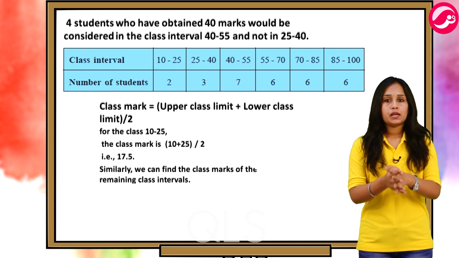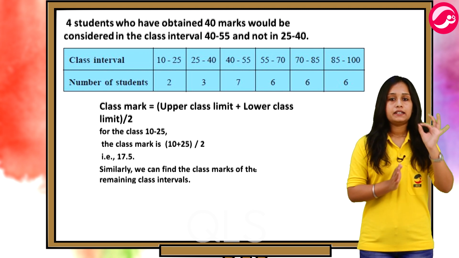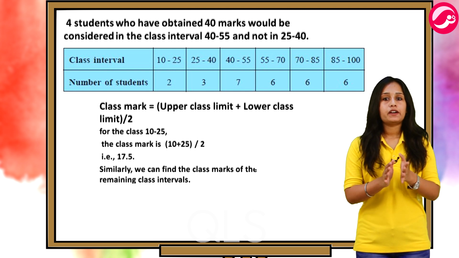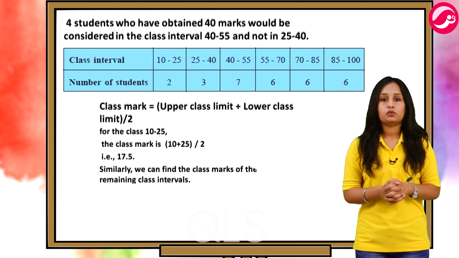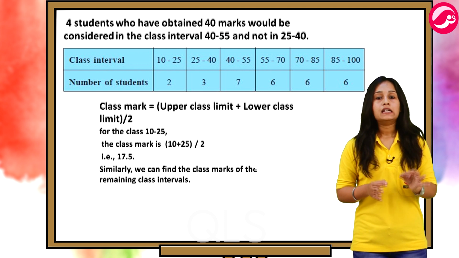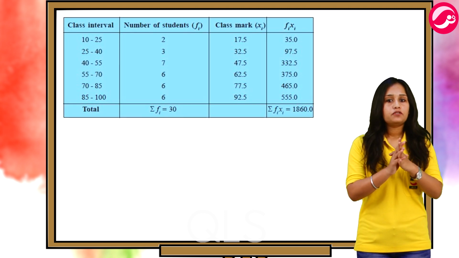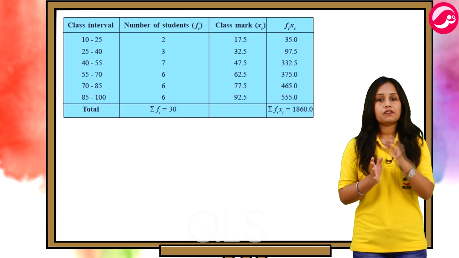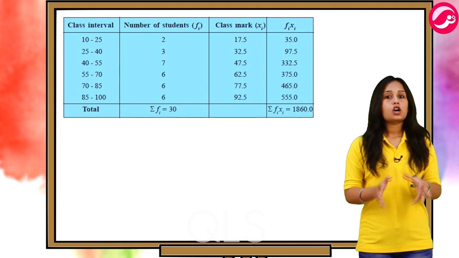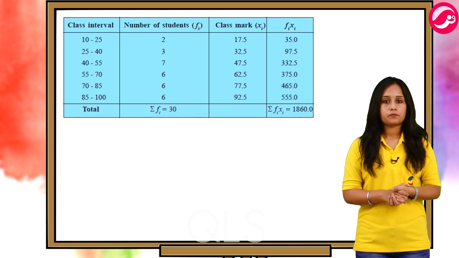Now, with reference to our table, for the class 10 to 25, the class mark is (10 plus 25) by 2, that is 17.5. Similarly, we can find the class marks of other remaining class intervals. Now in this case, since we are considering grouped data, these class marks become our xi's. Now, in general, for the ith class interval, we have the frequency fi corresponding to the class mark xi. We can now proceed to compute the mean in the same manner as in the previous case we discussed.